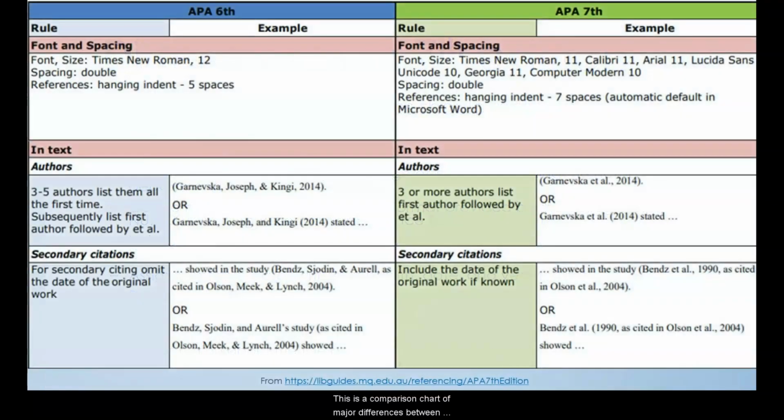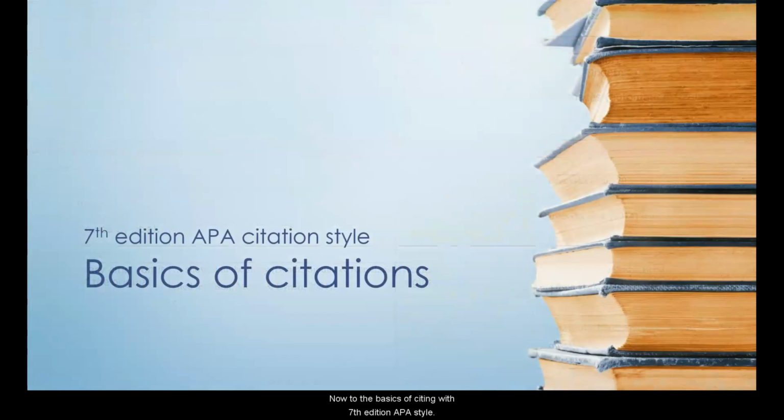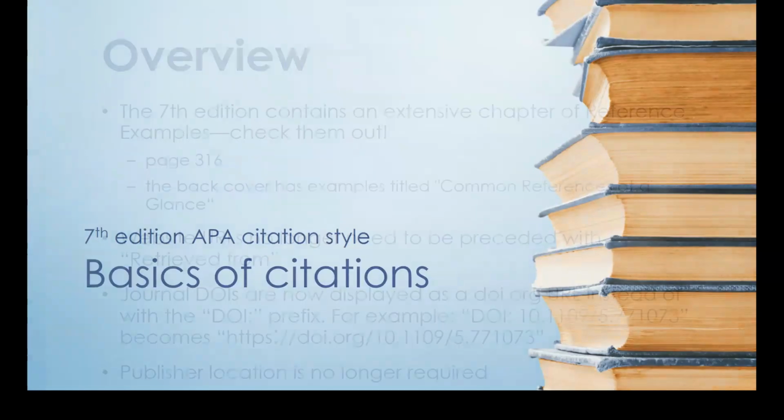This is a comparison chart of major differences between the previous 6th edition and the current 7th edition. With 7th edition, you have a wider choice of fonts to use, and some rules on citing resources with many authors have been simplified. Now to the basics of citing with 7th edition APA style.